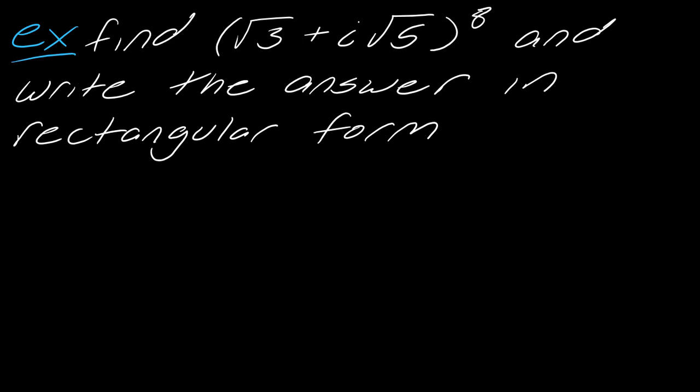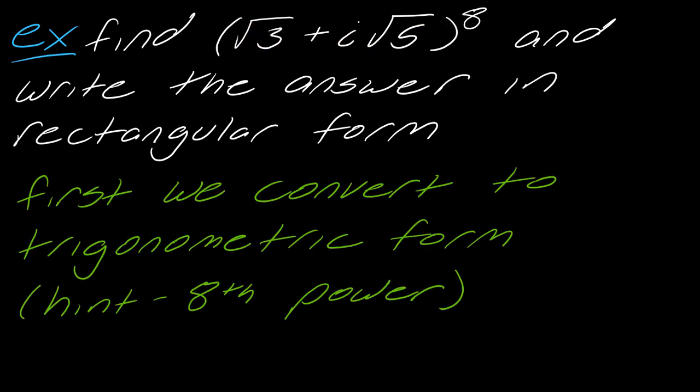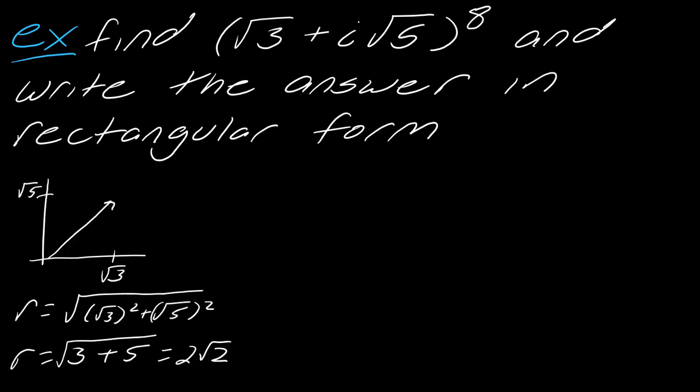So let's say that I want to take the square root of 3 plus i times the square root of 5 to the 8th power. Okay, so this would kind of suck to do, right? So first we want to convert this to its trigonometric form. The big hint on this is that we're taking this to the 8th power. This would take you forever because you'd have to multiply this together 1, 2, 3, 4, 5, 6, 7, 8 times. It would just take you a very long time. So it makes no sense to actually take this to the 8th power. So we're going to write this in its trigonometric form.